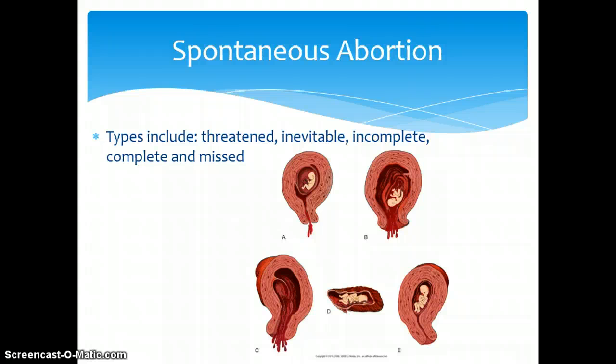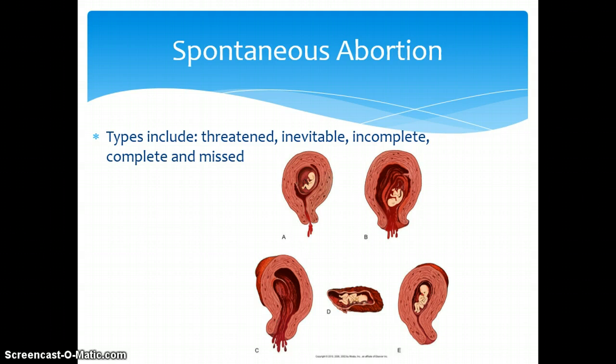E is a missed miscarriage. If you look at table 14.5, you can see the different types of miscarriages and their usual management. Threatened miscarriages, the main thing there is there's no passage of tissue, there's no cervical dilation, so the management is bed rest, sedation, avoidance of stress and orgasm, and further treatment depends on the woman's response to the initial treatment.